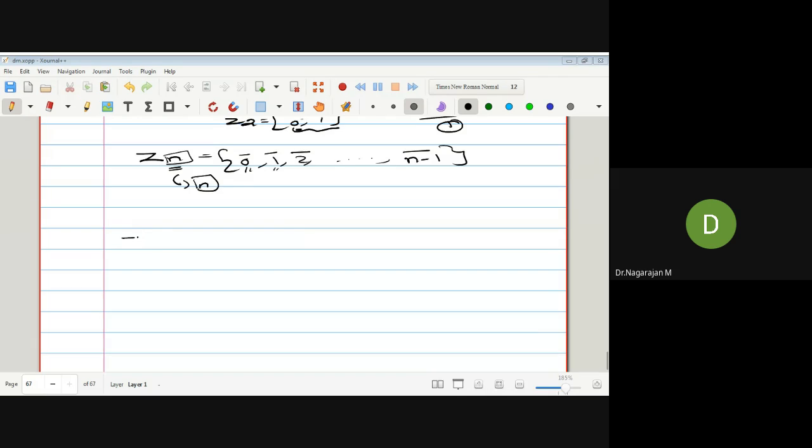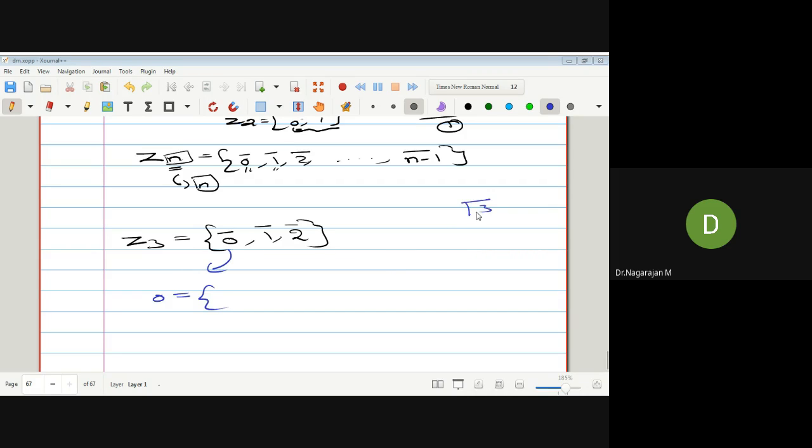Suppose I take the next class as Z3. Then what are the elements here? We put 3 here, 3 minus 1 is 2, therefore the results coming are 0, 1, 2 only. Then what are the class elements of 0, 1, 2? Same idea. The remainder 0 is the 0 class in Z3. So what is the remainder 3?